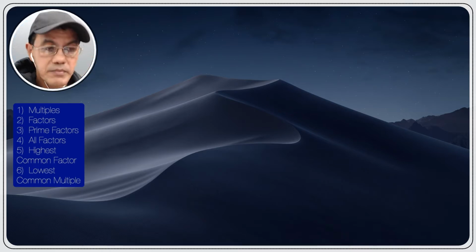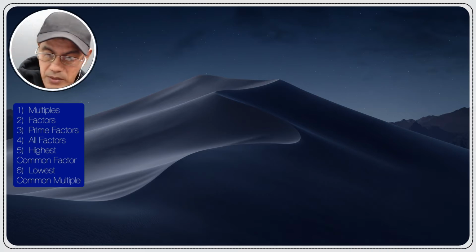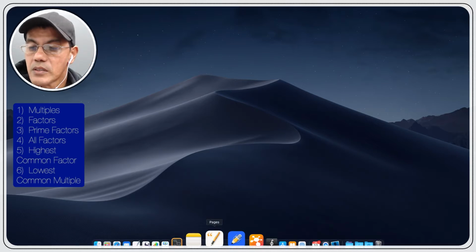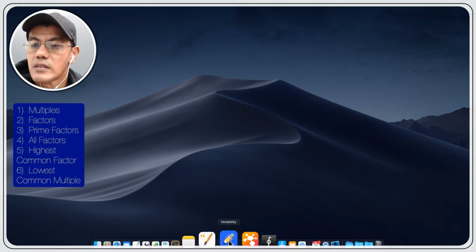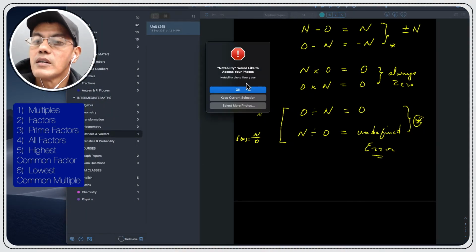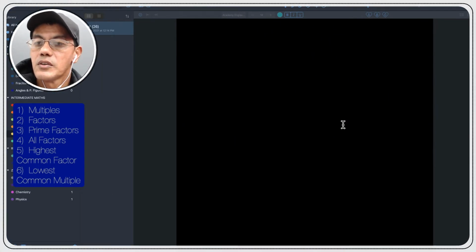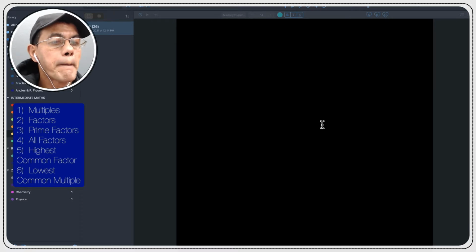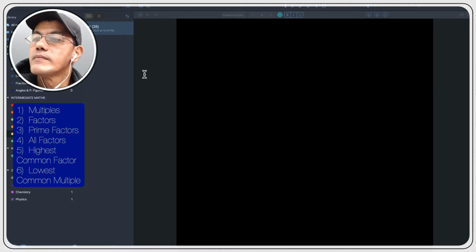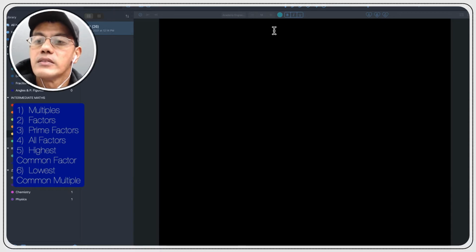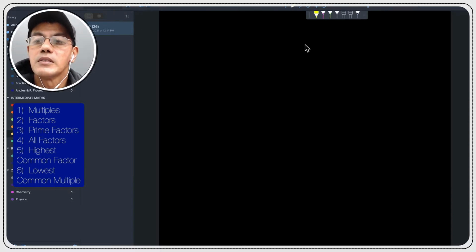Let's look at multiples. I'll go into my notebook. All right, this is from the last class. We don't need that. We can do this. Can we zoom this a little more? Yep, that's good. And so now let's look at multiples.